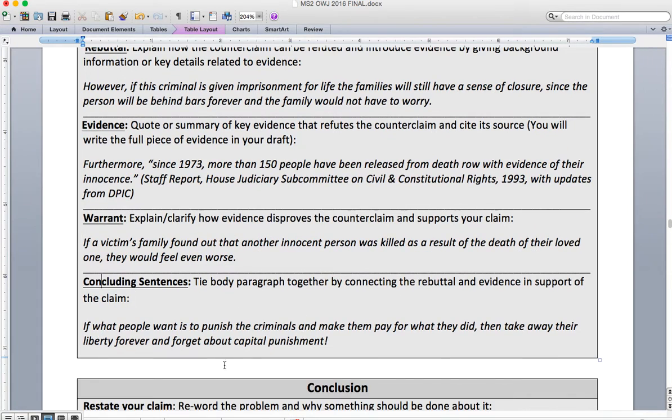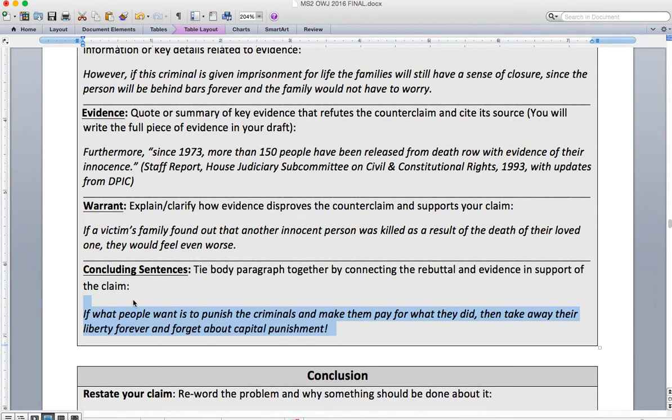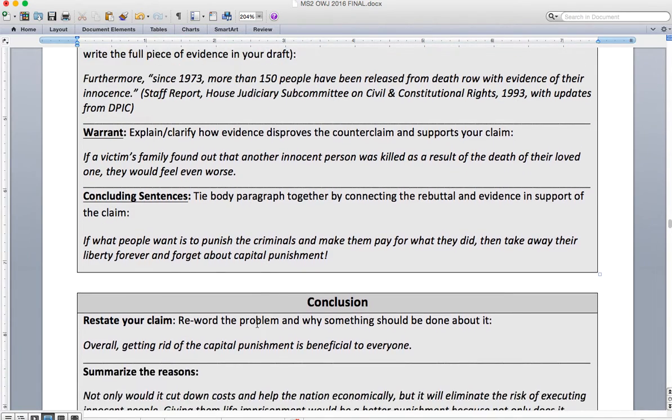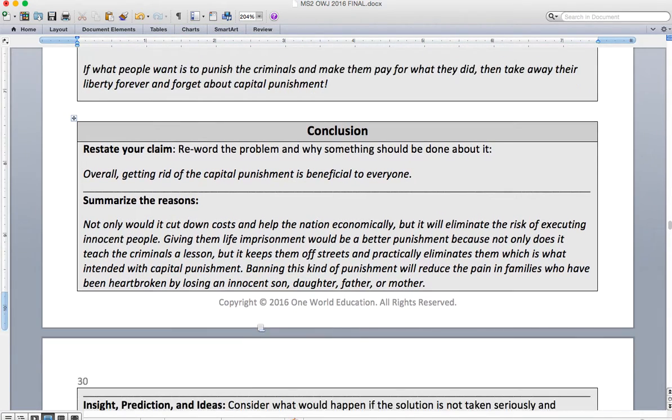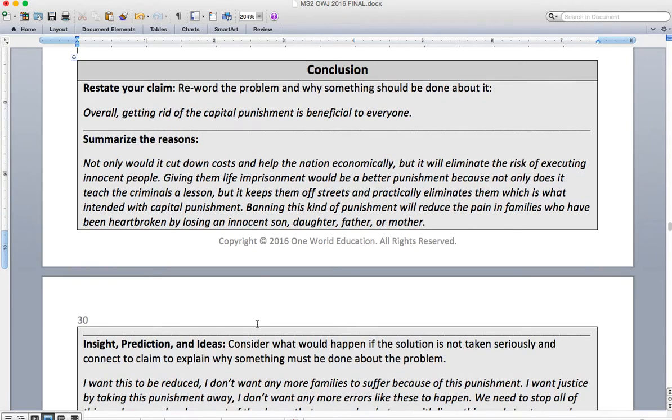So then you tie it all back together in a conclusion sentence by connecting the rebuttal and the evidence in support of the claim. If what people want is to punish the criminals and make them pay for what they did, then take away their liberty forever and forget about capital punishment, which means the death penalty. So that's what you do in your body paragraph 3, your counterclaim. Finally, what you're going to do is write a conclusion.